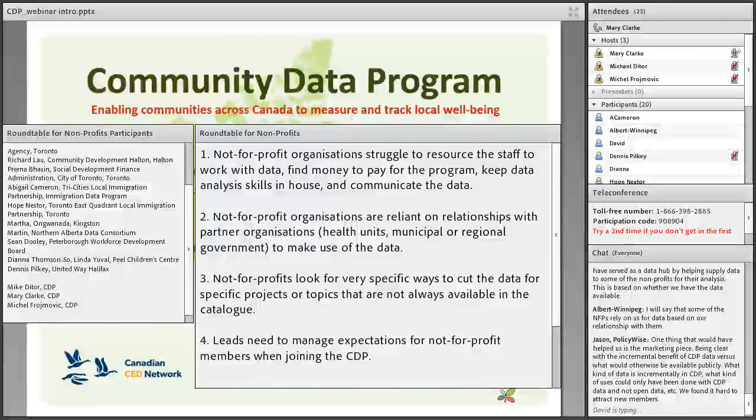So we'll move forward. Number 3 that we're going to talk about is not-for-profits look at very specific ways to cut the data for specific projects or topics that are not always available in the catalog. So this is hopefully going to get into discussion that Jason is thinking about too, and that is, how do you let people know what the value of being a member of CDP is and the value of the data for what they're doing compared to what they can do with the open free data.